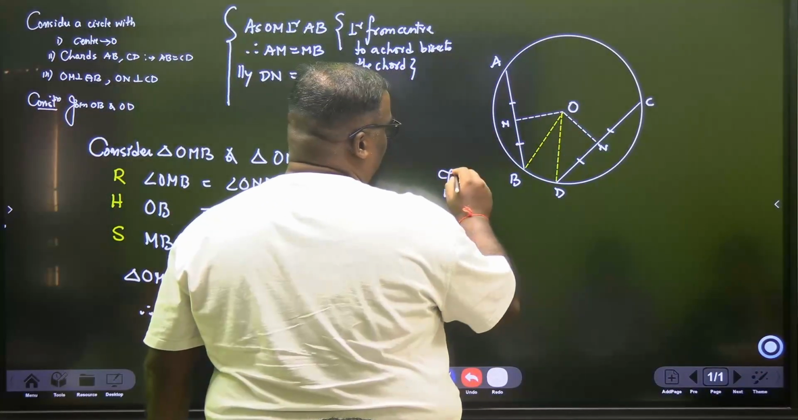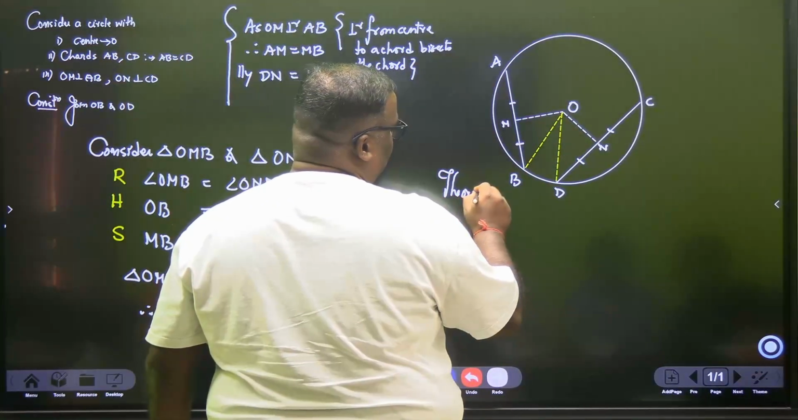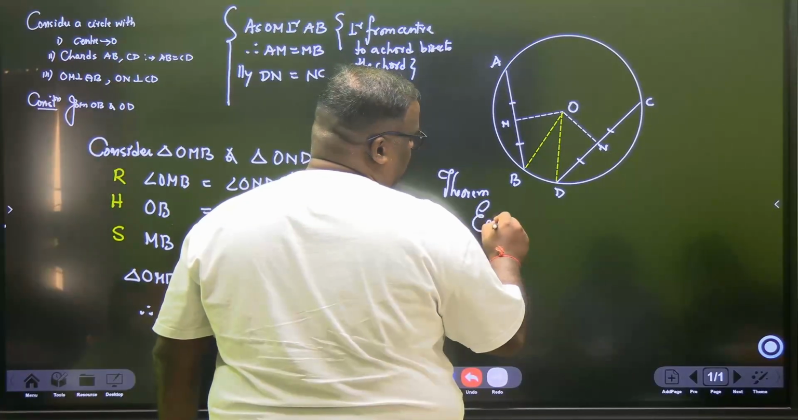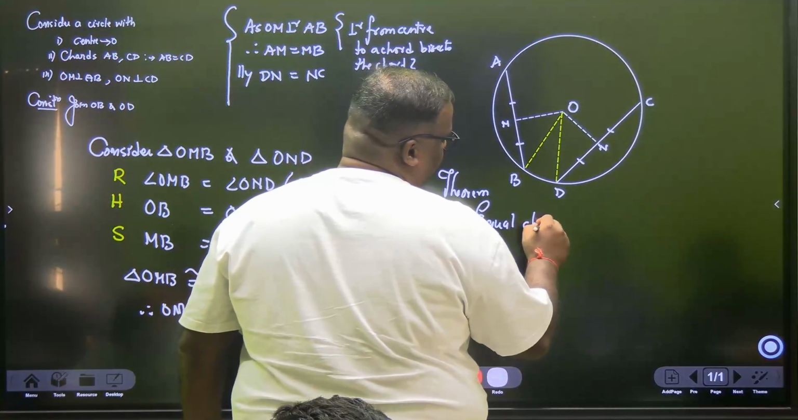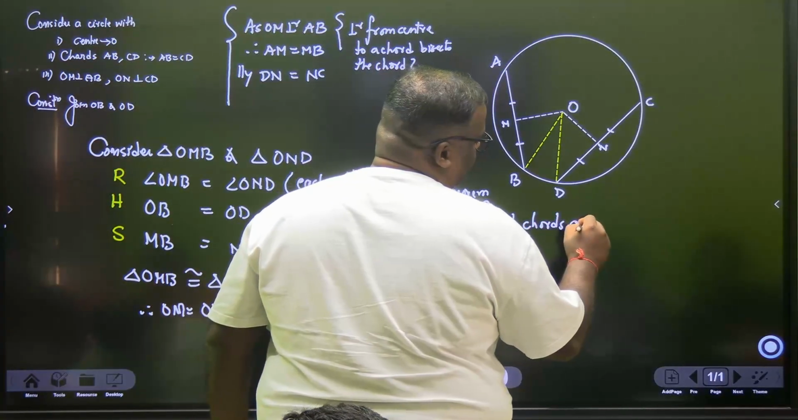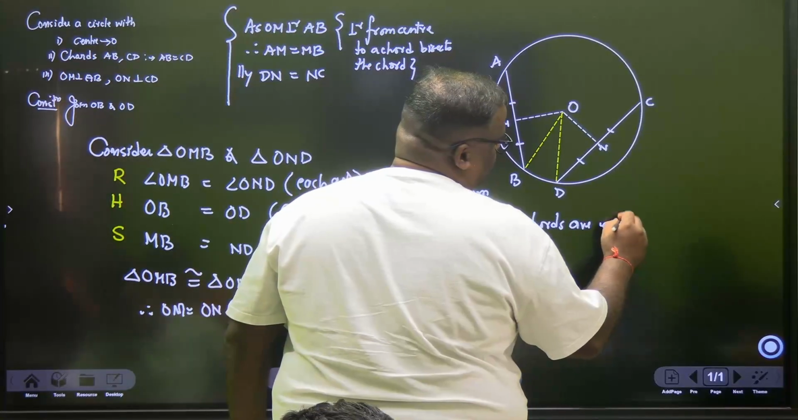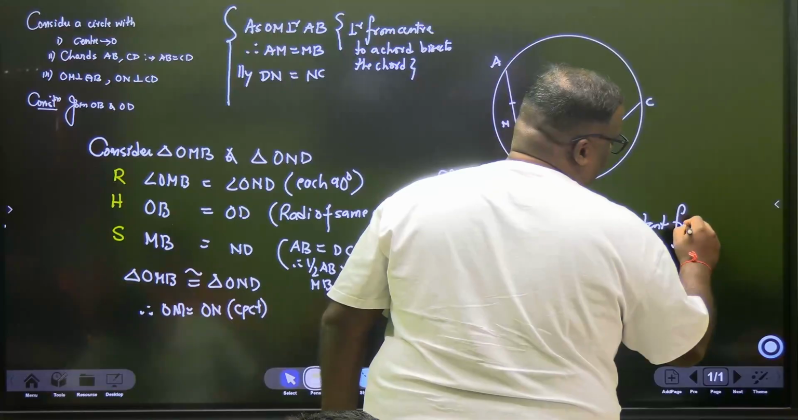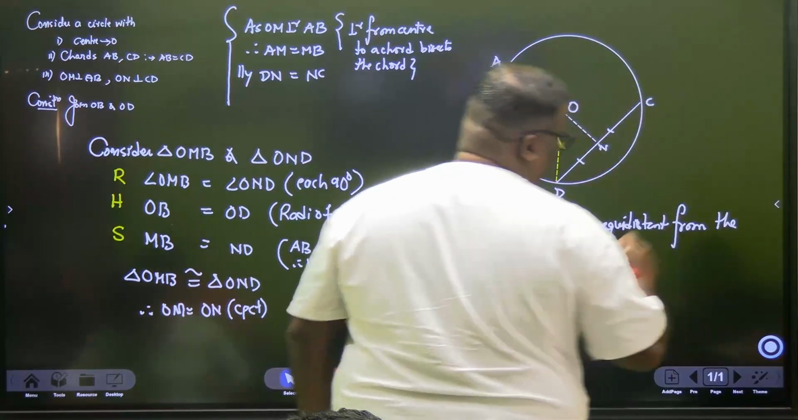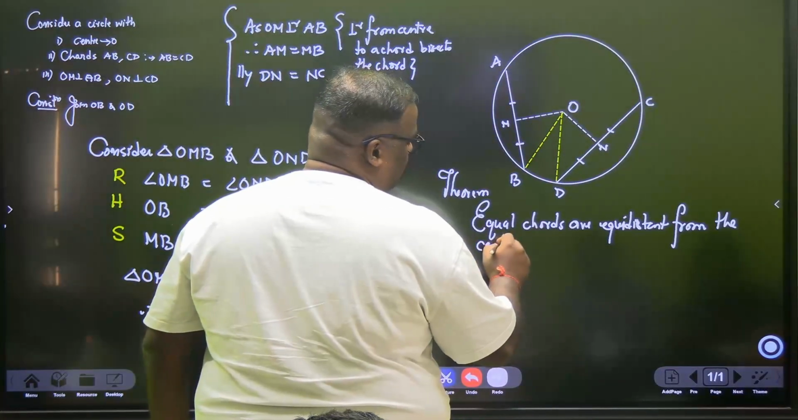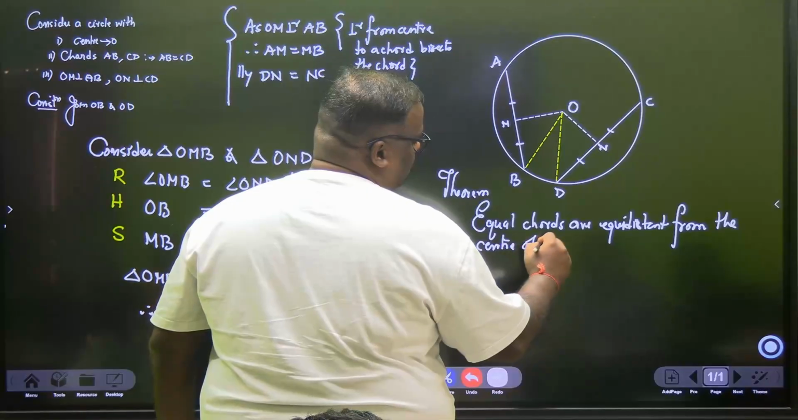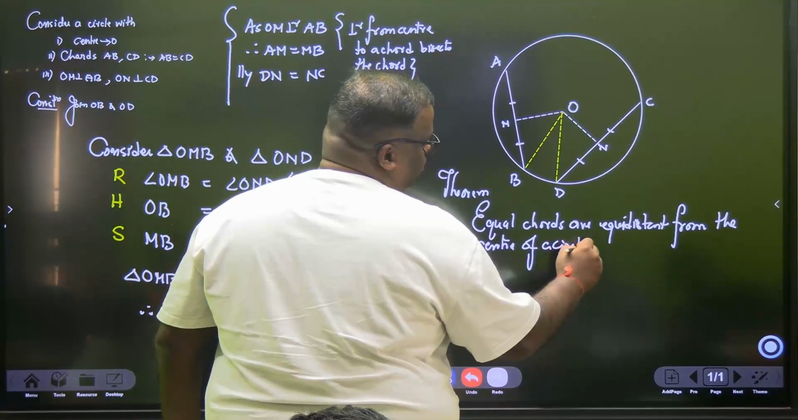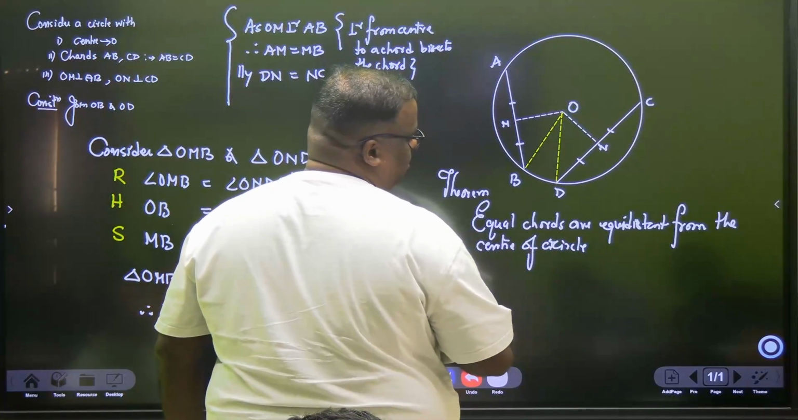So from here, the theorem that we get is another theorem. Yesterday we saw two theorems. This is your third theorem. Equal chords are equidistant from the center of a circle.